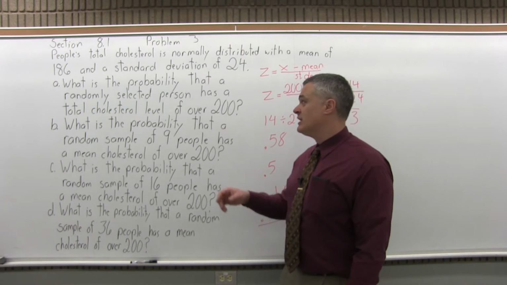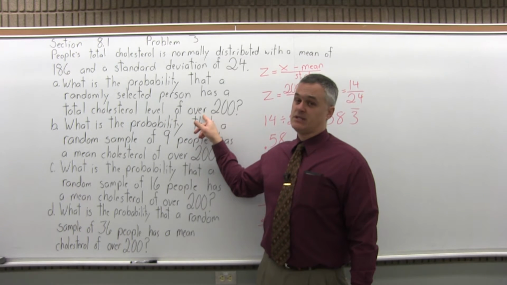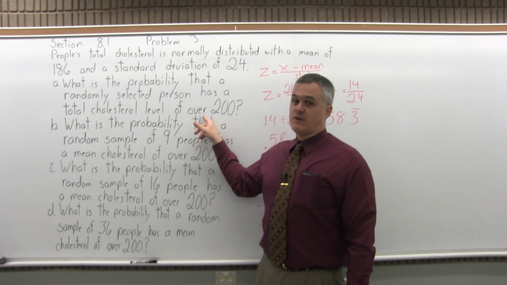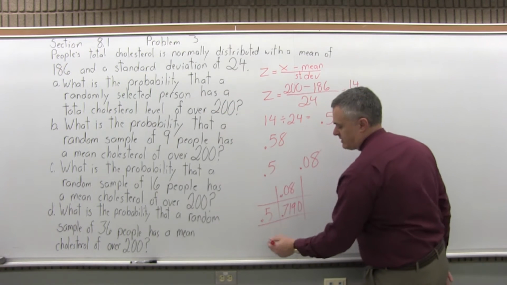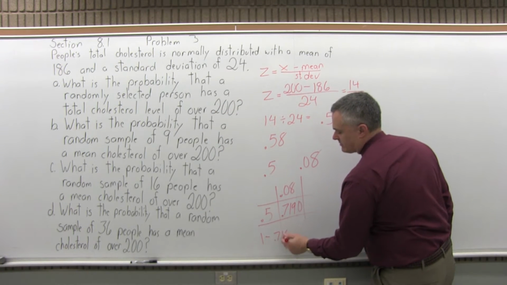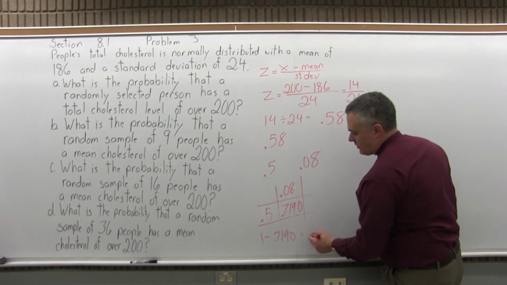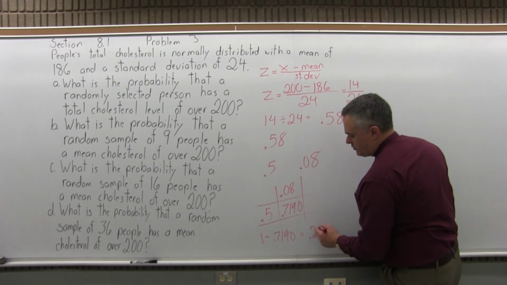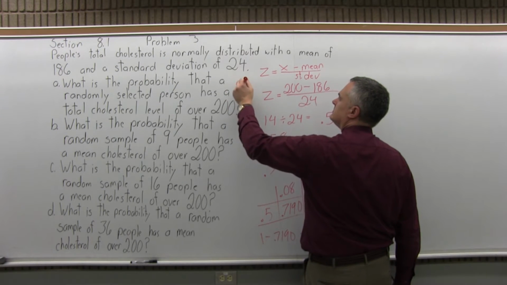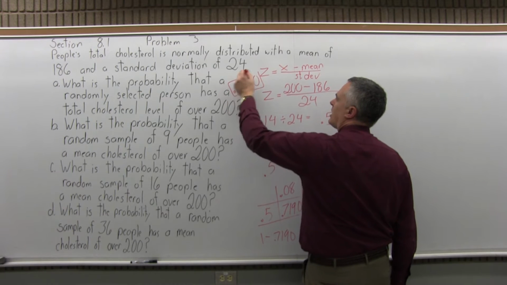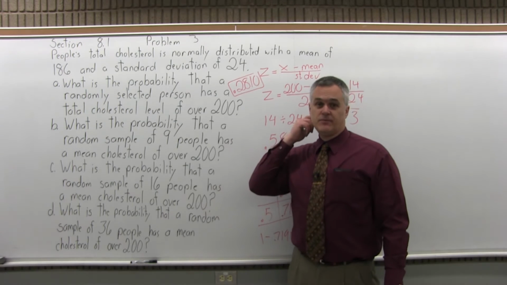So when I go back to the question and it says what's the probability that a person has a cholesterol level of over 200, that's a greater than. So I have to do 1 minus the chart value. If it was less than 200, we'd be done with the 7190. But because it says over, I have to do 1 minus the chart value. So 1 minus 0.7190 would be 0.2810. About a 28% probability that any one randomly selected person would have a cholesterol level of over 200.